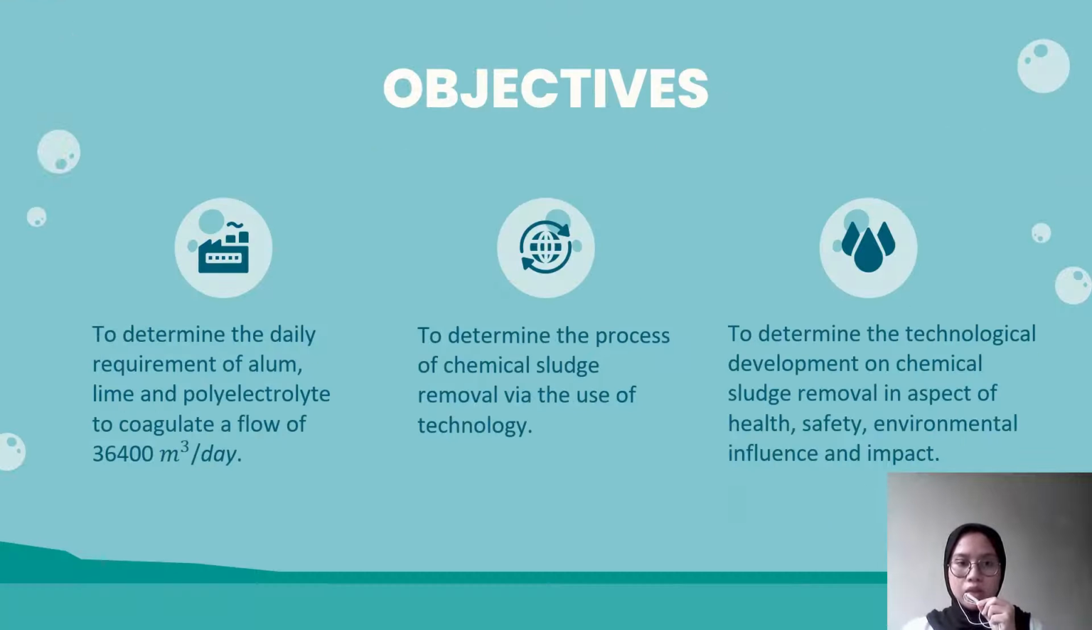Next is objective. First, we want to determine the daily requirement of alum, lime and polyelectrolytes to coagulate a flow of 36,400 m3 per day. The second one is we want to determine the process of chemical sludge removal via the use of technology. And the last one is we want to determine the technological development of chemical sludge removal in aspect of health, safety, environmental influence and the impact.